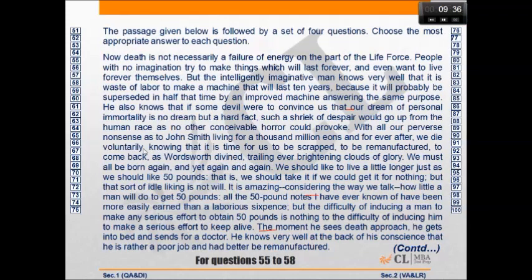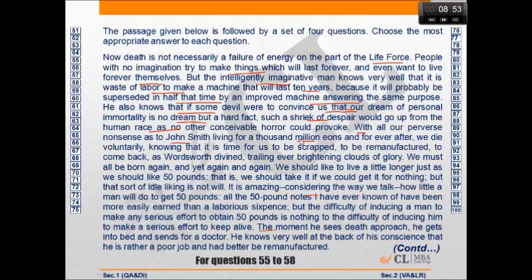Now, death is not necessarily a failure of energy on part of life force. People with no imagination try to make things which will last forever and even want to live forever themselves. But the intelligently imaginative man knows very well that it is waste of labor to make a machine that will last 10 years, because it will probably be superseded in half that time by an improved machine answering same purpose. He also knows that if some devil were to convince us that our dreams of personal immortality is no dream but a hard fact, such a shriek of despair would go up from the human race as no other conceivable horror could provoke.